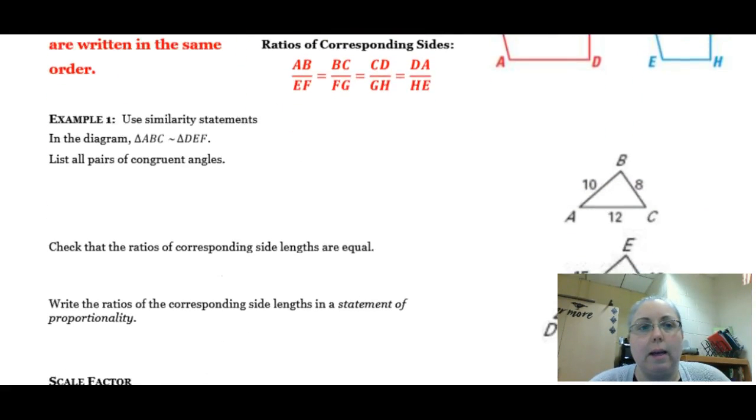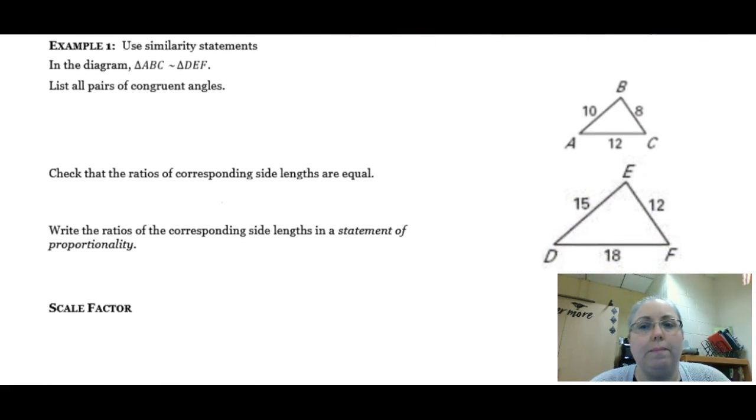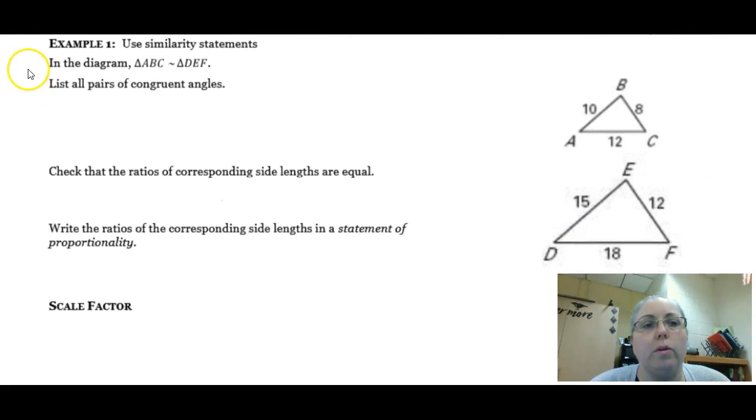All right, so let's look at example 1. So we want to use our similarity statements, and I've been told that triangle ABC is similar to DEF. So first I want to list all of my congruent angles. And if I know that these are similar, then I know that B and E are congruent, A and D are congruent, and C and F are congruent.